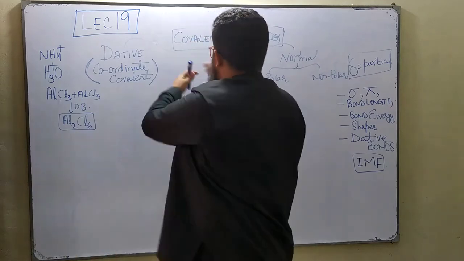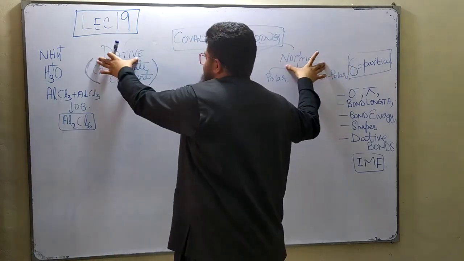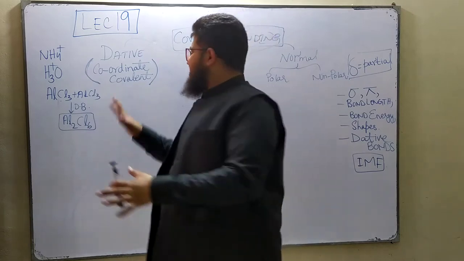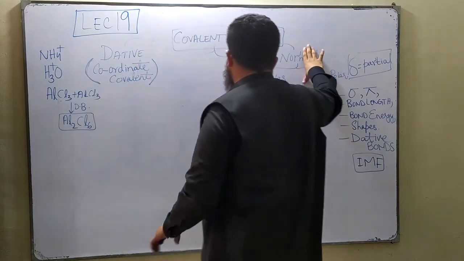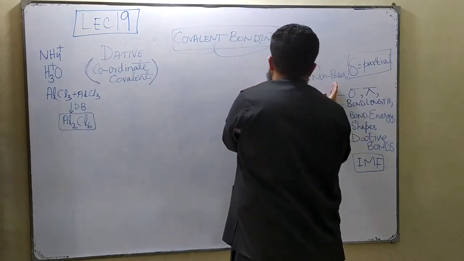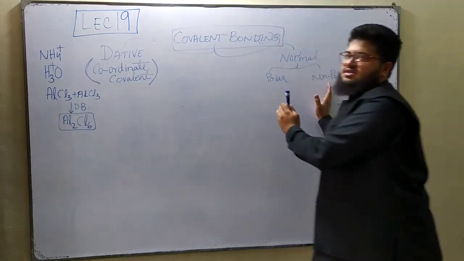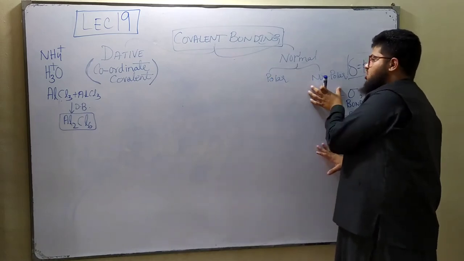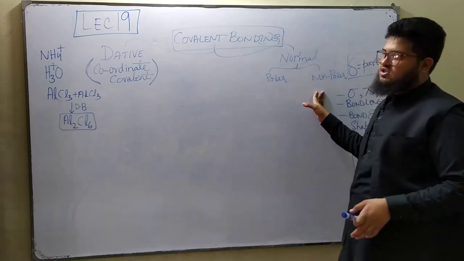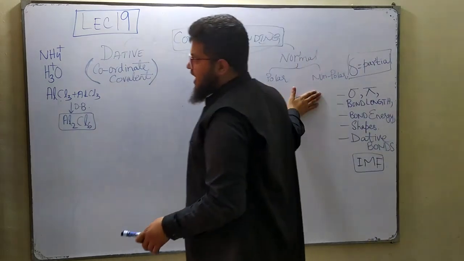Covalent bonding is of two major types: normal covalent and dative covalent. Dative bonds are also known as coordinate covalent bonds. Now the normal covalent bonds are of two types: polar and non-polar. Polar in the case when the electronegativity is different for both the bonded atoms, and non-polar in the case when the electronegativities are similar or equal for the two bonded atoms.